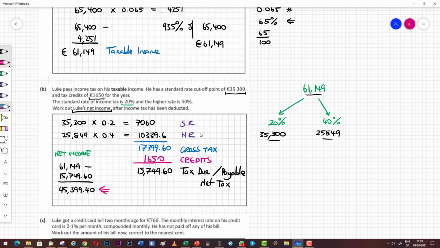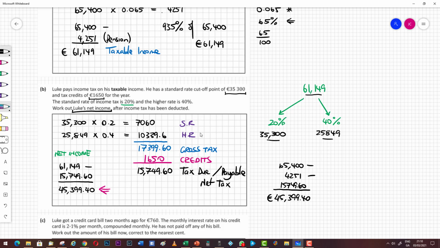Another way you could have done that was you could have gone back to the start of the question and had the 65,400, then subtracted the 4251, then subtracted the tax, which was the 15,749.60, and you'd arrive at the same amount, which is 45,399.40. So I already knew that the 4,251, the pension contribution, had already been taken out of this amount here, but I could have gone back to the very start to get his gross income and then subtracted that and then subtracted the tax.